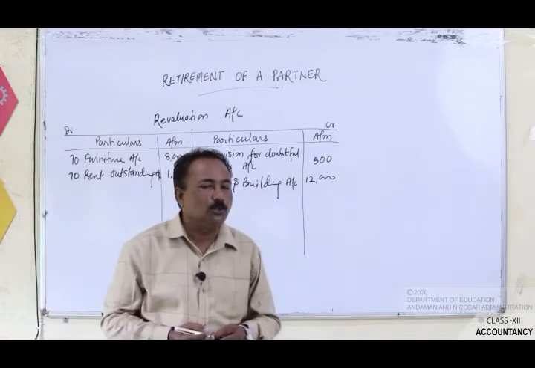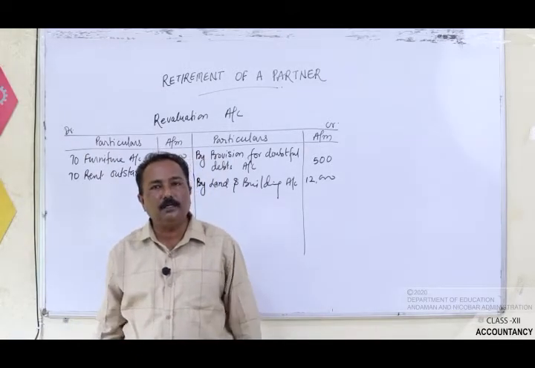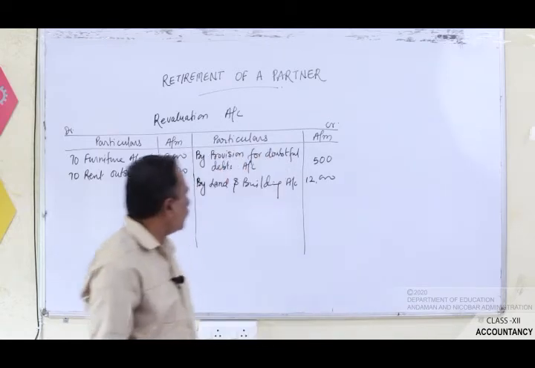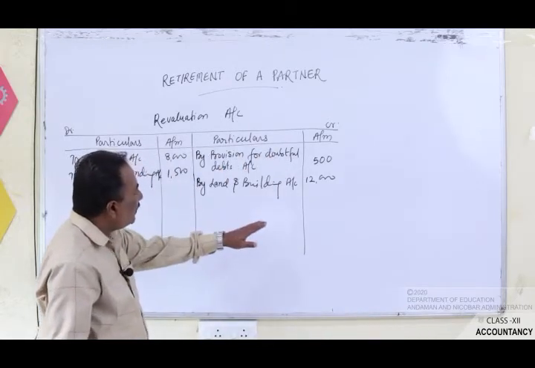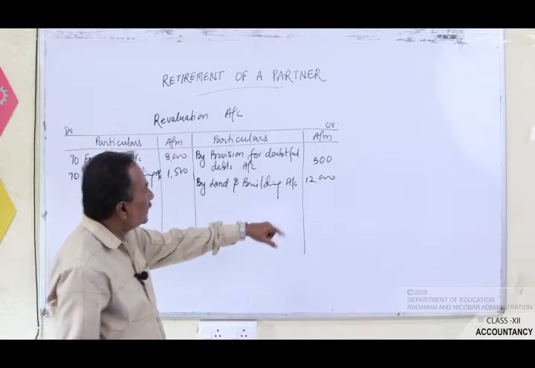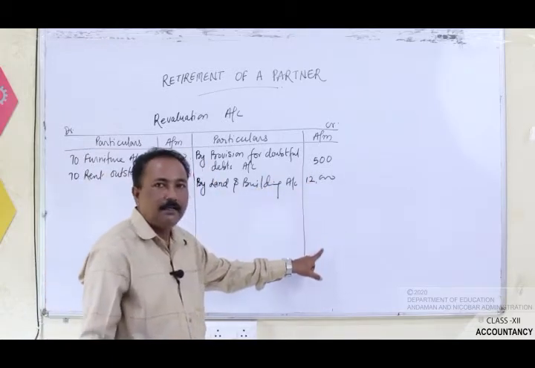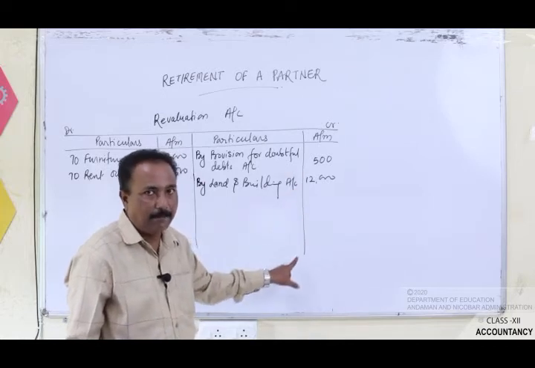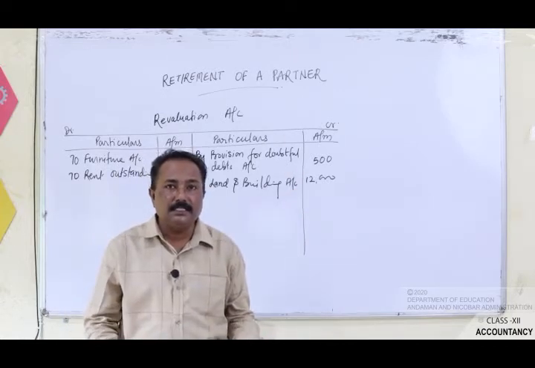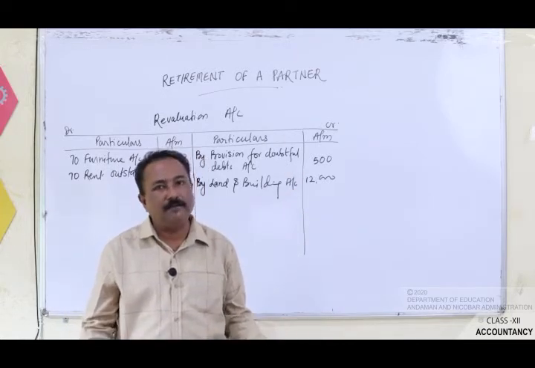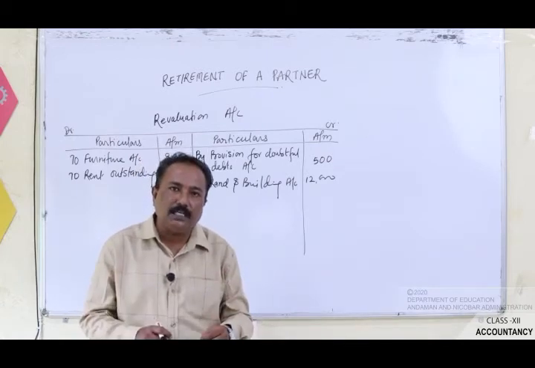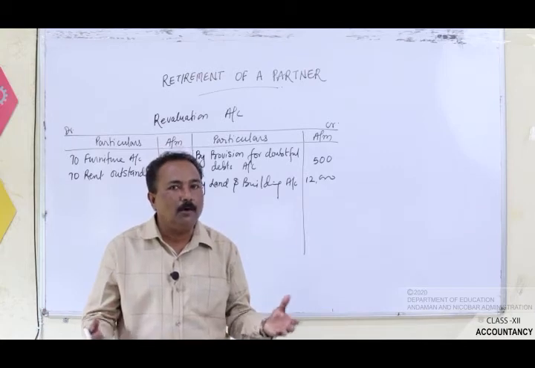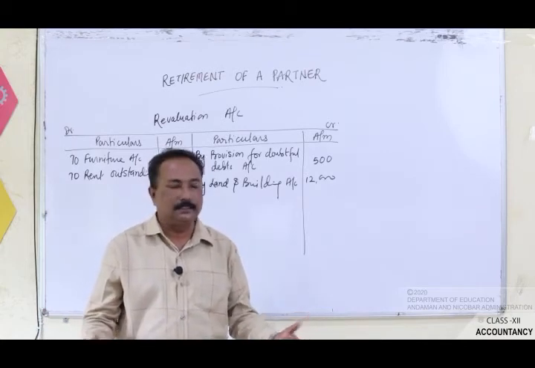Now, there is no other additional information. Now, what we will do is we will close the revaluation account. When we close the revaluation account, we see that the total of the credit side is bigger. So, it means that there is a credit balance. Credit balance means there is a profit on the revaluation, and this profit on the revaluation will have to be distributed among all the partners.